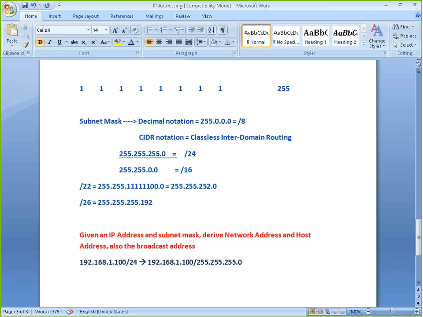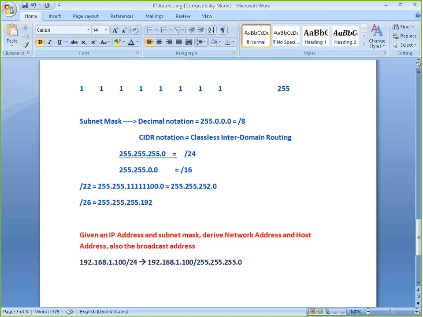Now, when it comes to this particular IP address that is given in the question, can you tell me what class of IP address this is? Yeah, it is a class C address. That's absolutely correct. And it's using the default class C subnet mask as well.